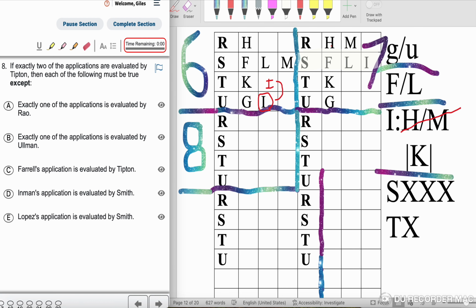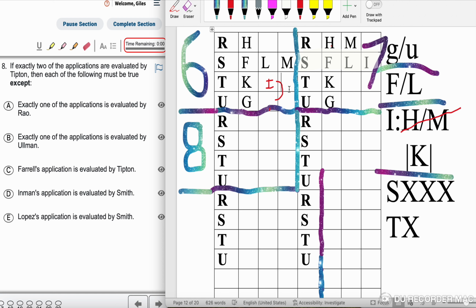Question 8: if exactly 2 of the applications are valued by T, then each of the following must be true except. Okay, so I had 2 valued by T, so I'm going to go ahead and use this one right here. I'm going to get rid of I here, and then put I in the top box. So that could be.